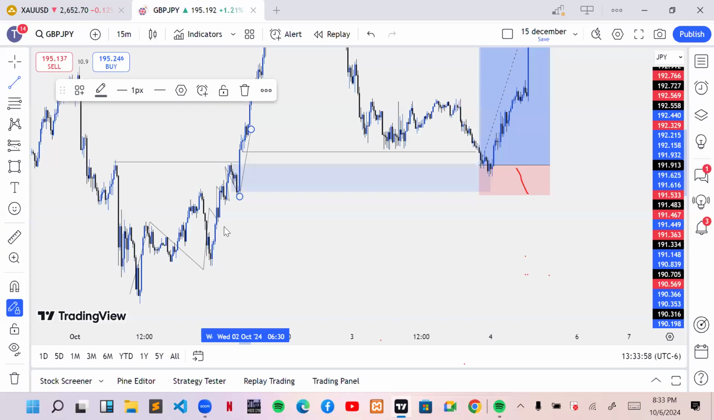So this is the difference between a break of structure and a market structure shift. If it was a market structure shift, this is what would happen: the market would change direction to the downside. But since it was a break of structure, the market continued to the upside. So it was maintaining its current trend while still breaking a key level in the market. That is the difference between a market structure shift and a break of structure.